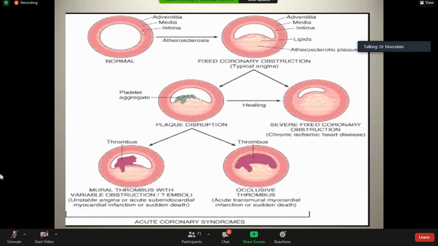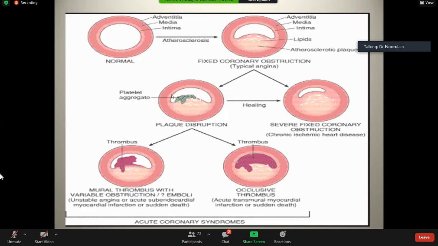Okay, this is the normal artery, containing the adventitia, media, and intima. Then if atherosclerosis starts, there is inflammation, thrombosis, and vasoconstriction, leading to a lower lumen diameter. And this is the atherosclerotic plaque including smooth muscle cells, lipid cells, and different inflammatory cells. It causes fixed coronary obstruction, right? Causing the typical angina which occurs on exertion.